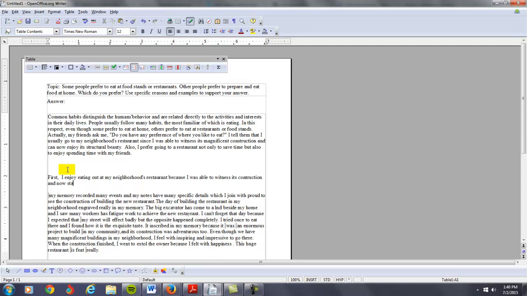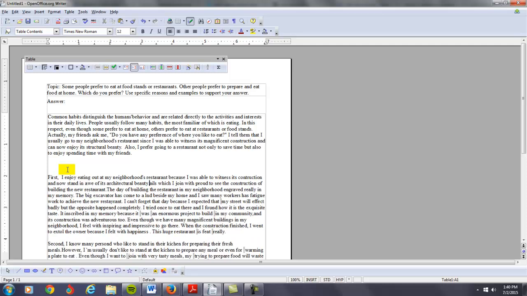You can say something like, maybe now stand in awe of its architectural beauty. This kind of ties back to what we're saying here. So you're able to witness its construction and you can now enjoy its structural beauty. Then we get to your detail here, right?